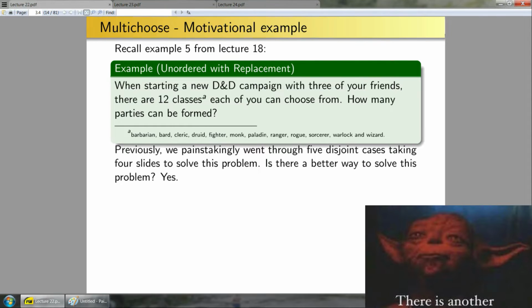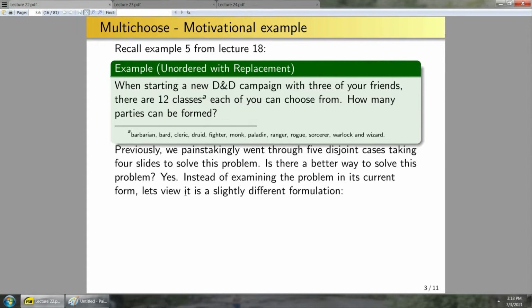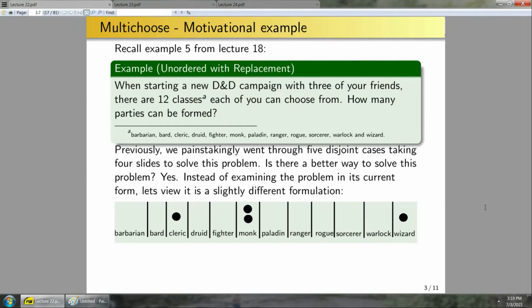Well, yes, like many counting problems, if I do something clever, I can usually save myself a significant amount of work. So instead of examining the problem in its current form, I'm going to view it in a slightly different formulation, and ultimately this new formulation will allow me to use combinations to solve this problem very, very quickly. So what is this new formulation? Well, instead of thinking of this problem written out like this, I'm going to think of the problem like this.